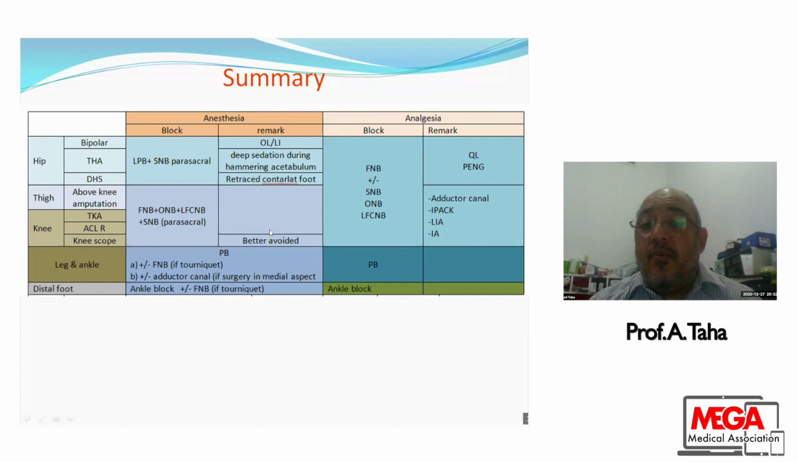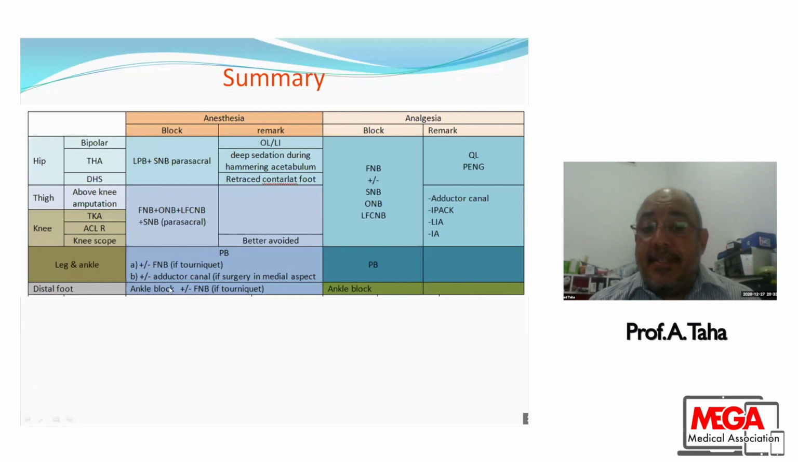This is for anesthesia. In the thigh and the knee surgeries, femoral, obturator, and lateral cutaneous nerve plus sciatic, the parasacral approach, can provide anesthesia for all this region. In the knee scope, because the patient may need to be discharged the same day, it's better to avoid nerve block as a sole technique. In the leg and ankle, popliteal block; if you need a tourniquet, add femoral block. If the surgery is in the medial aspect, you add adductor canal.